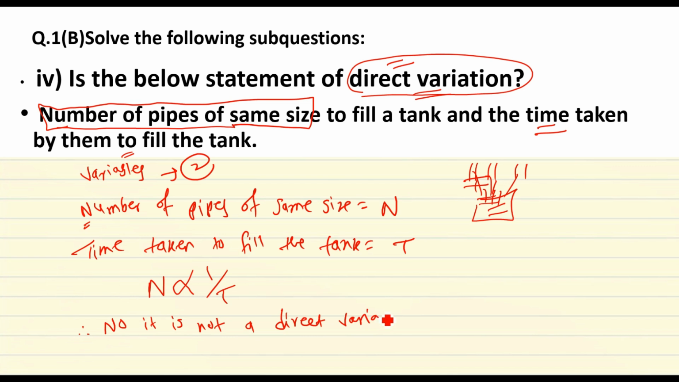But what is it? We have to write, it is inverse variation. Then you will get the marks for that particular question. This is what we solved about question number 4.